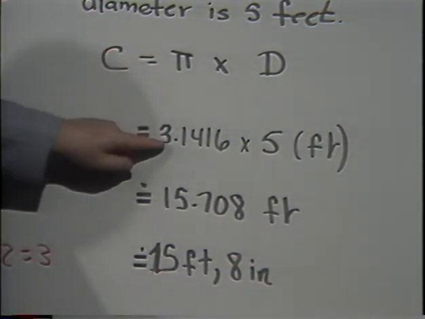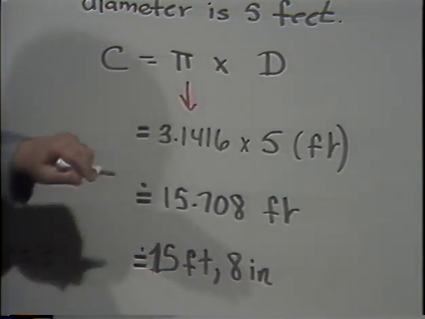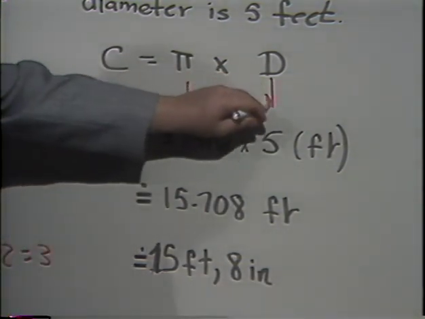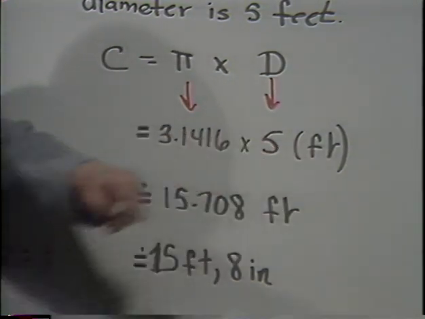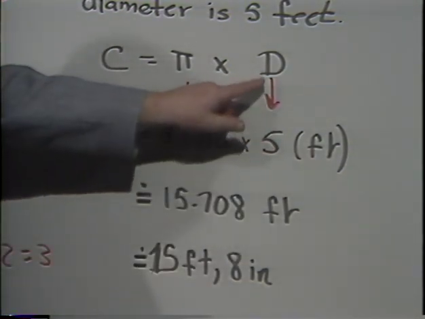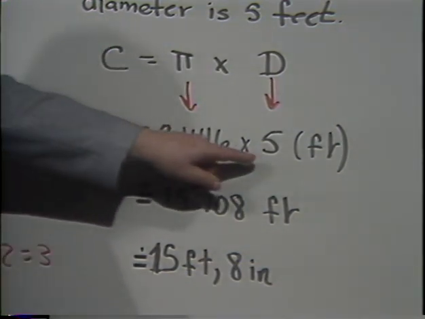So pi is given to be 3.1416. Remember, we said that's what we're going to use here. The diameter is given to be 5. And by the way, answers are supposed to have labels, so I put feet in parentheses to remind me that the 5 is modifying feet. There's no label after the 3.1416 because that's a pure number. And now what do I do to get the answer?